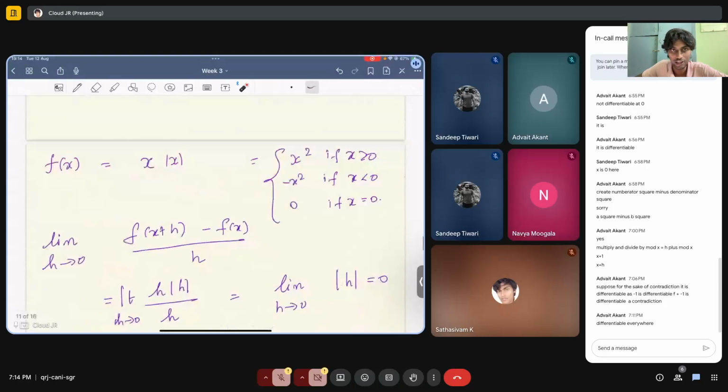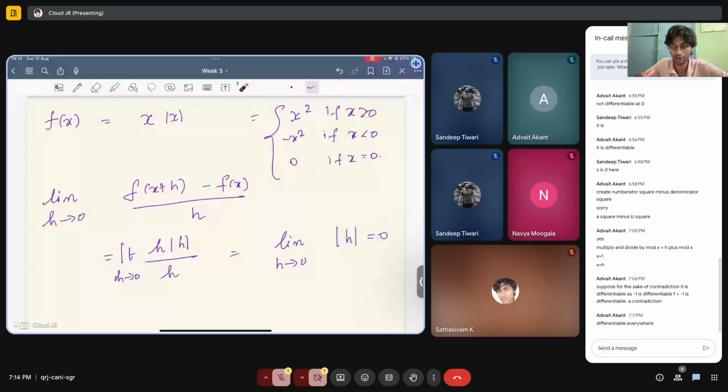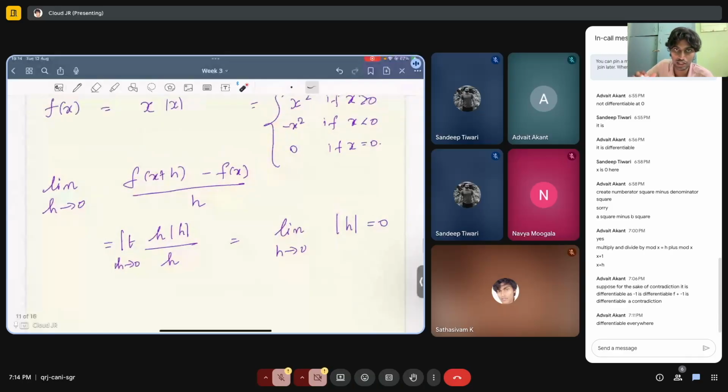Just want to give a caution that just because this is not differentiable does not mean a product of two functions is not differentiable. You don't need both of the functions to be differentiable for the product to be differentiable. What you know is if two functions are differentiable, then the product is differentiable. But the converse need not be true. You don't need the functions to be differentiable to make the product differentiable.